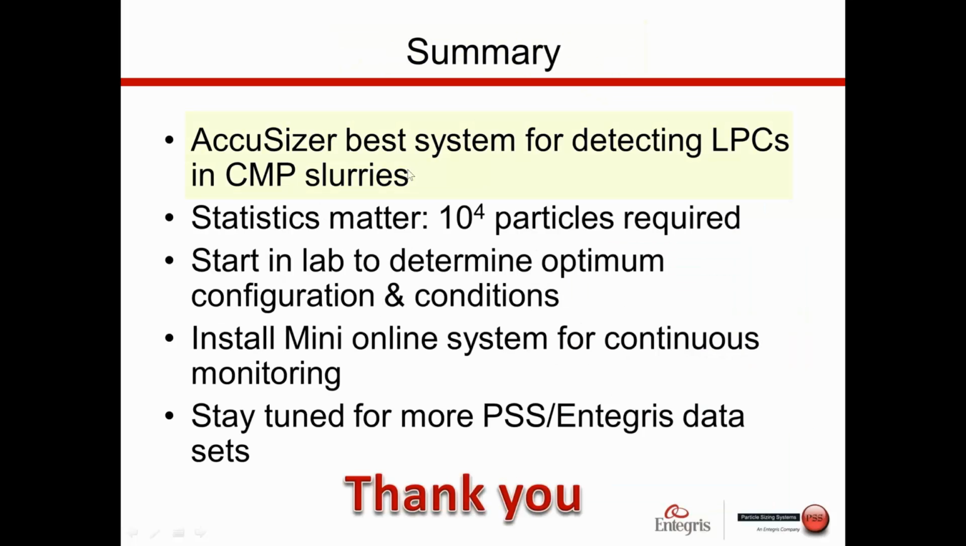So the AccuSizer, for reasons I've described here, is the best and most popular system for detecting LPCs in CMP slurries. One of the reasons is statistics. We really need to look at at least 10 to the fourth particles before you're going to always detect those large particle tails. What typically happens for implementations is to start in the laboratory, determine the optimum configurations and conditions, and then install the minis where it's important and where it makes sense in the process, often the CMP delivery system.